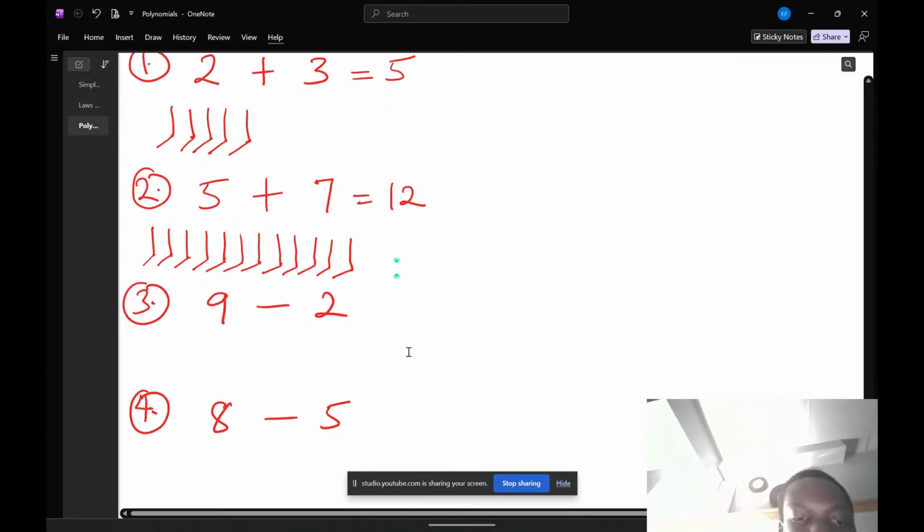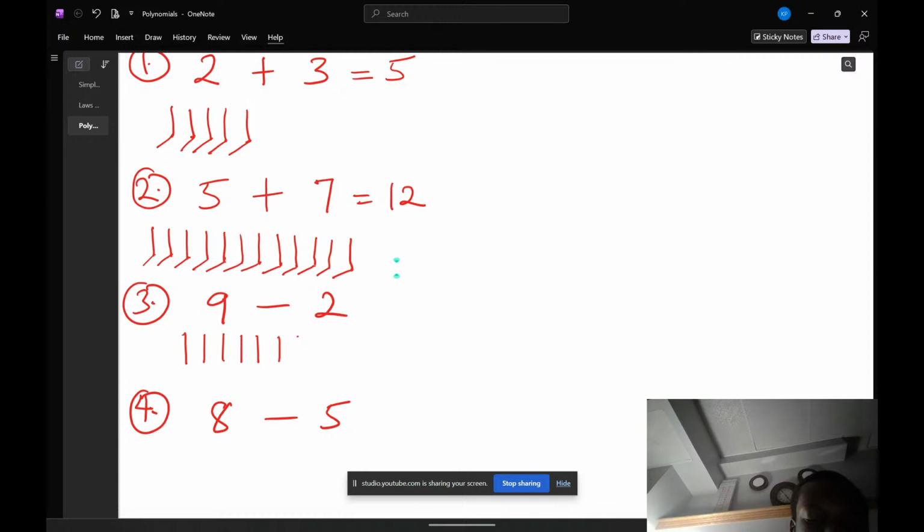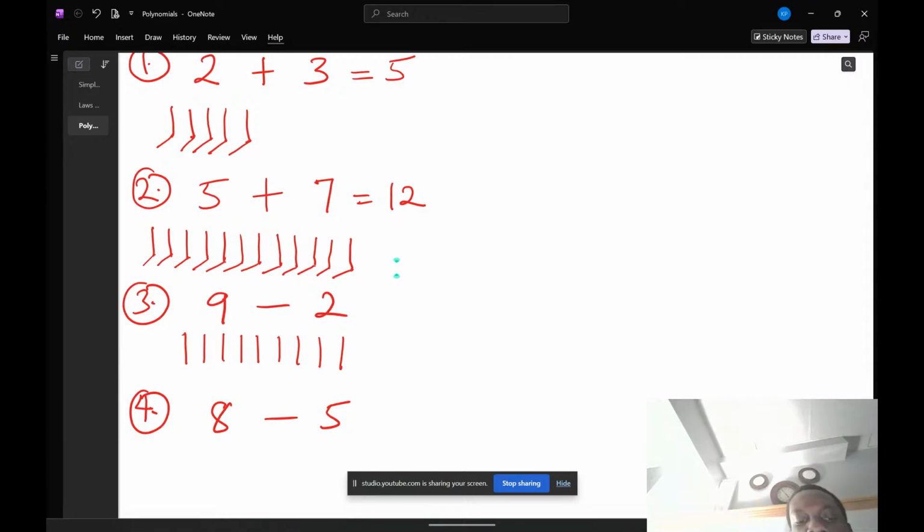So the next one, we are going to do subtraction now. So now we have 9 minus 2. So we have 9, we want to take away 2. So now I will count 9. So that's 1, 2, 3, 4, 5, 6, 7, 8, 9. Now I want to remove 2. The way I'm going to remove 2, I'm going to be cleaning 2. So I clean 1, I clean 2. Okay, I've already cleaned 1 and 2. So now let me count what is left.